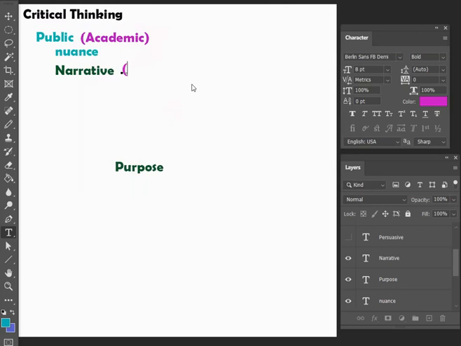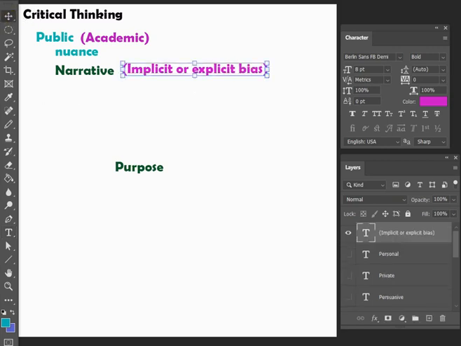And we're looking at implicit or explicit bias. Now, a bias is I have a positive or negative strong opinion, or perhaps just opinion, on some particular aspect of this question or topic that I'm doing.